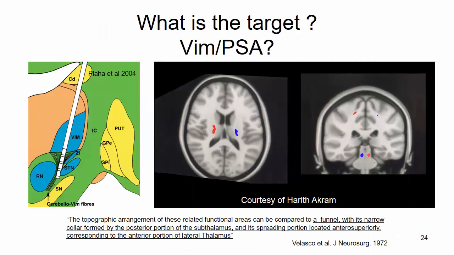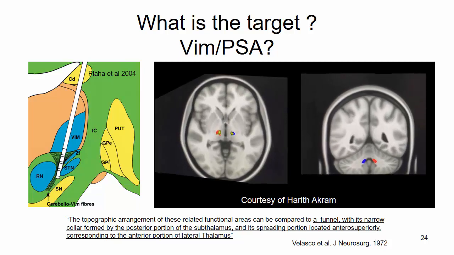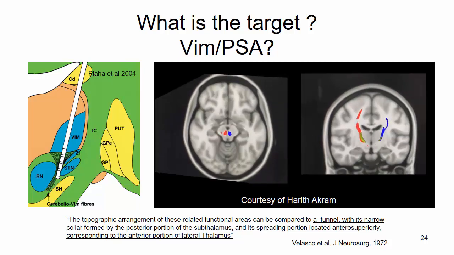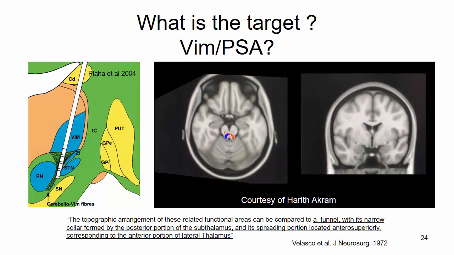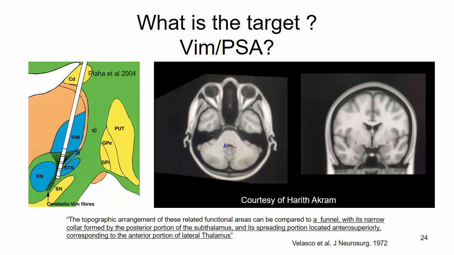So, what is the target? Well, the target is in reality probably the cerebellothalamic fibers at the level of the VIM or at the level of the PSA. The reason why the PSA might be a better choice is that the fibers are here passing through a narrow funnel created by the STN and the red nucleus before dispersing into the overlying VIM. Since the fibers are more concentrated here, you will reach more of them with your field of stimulation than above in the VIM. Further, the funnel can be easily identified on MRI, while the VIM is identified based on atlas coordinates.